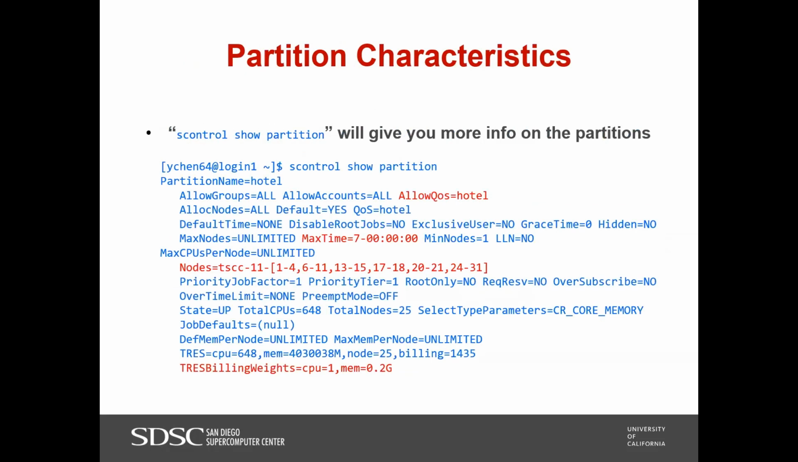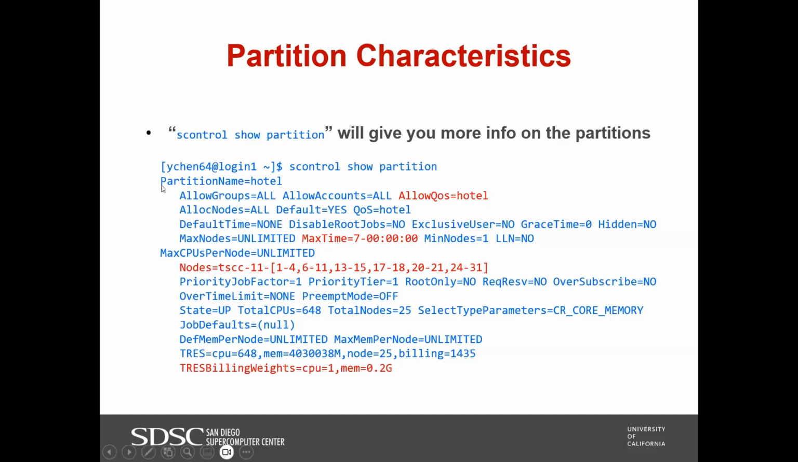So to get the most up-to-date information on the partition and the QoS configuration, you can use some SLURM commands. Here is the scontrol command to show more information on the partitions. In this example, if I run scontrol show partition, I will get the partition information for all of the partitions, but I only listed the hotel partition here, because the other partitions have a similar syntax and format.